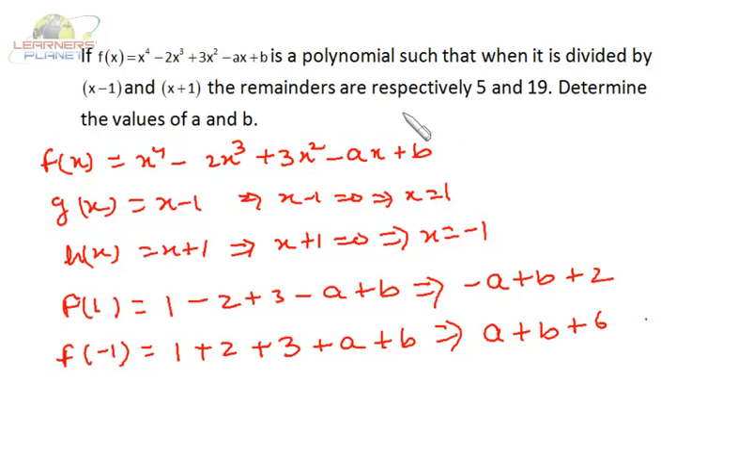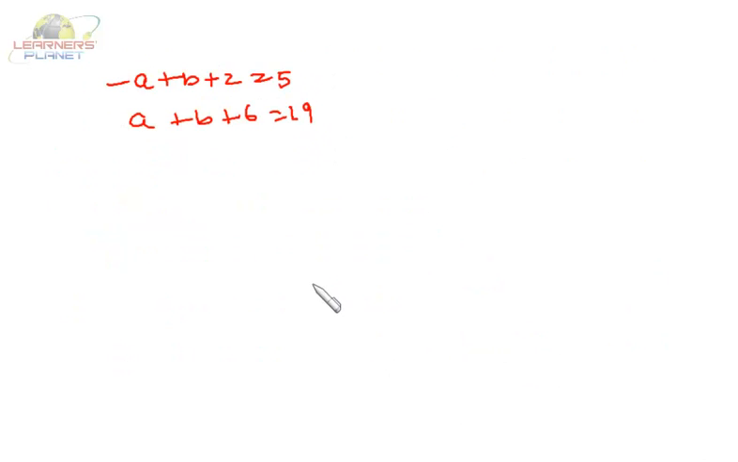Now, according to the question, this remainder, that is when fx is divided by gx, it is 5, and this remainder is 19. Okay, so let's put the value of this as 5 and this is 19. Now we have to get the value of a and b. Now we have these two relations, and we have to find out the value of a and b.